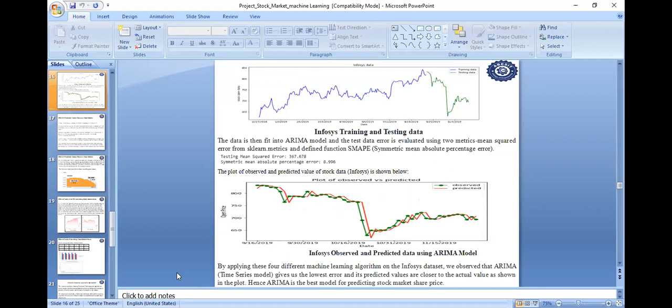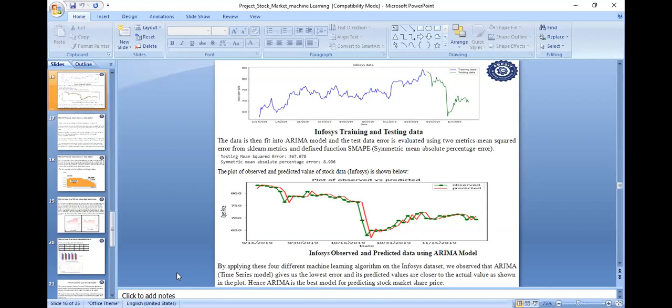Here we get the testing mean square error as 367.767, and the mean absolute percentage error is 8.99. The plot of observed and predicted values of stock Infosys is shown below. That is the Infosys observed and predicted data using the model. The observed is shown in the green line, and the predicted is the red line, and it is highly consistent. You can see from the graph, highly consistent.